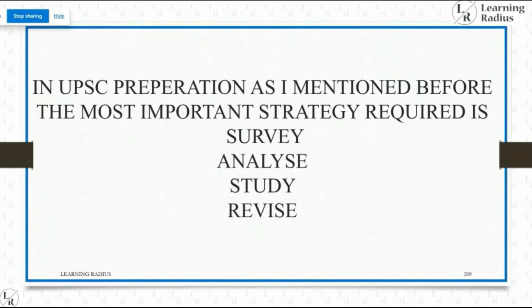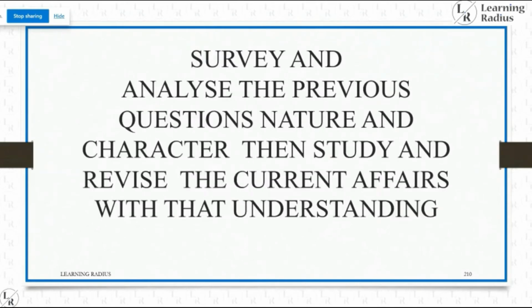In UPSC preparation, as I mentioned before, the most important strategy required is survey and analyze. Survey and analyze the previous questions. Get the clarity. Then study and revise the current affairs. Survey and analyze the previous questions, their nature and character, then study and revise the current affairs with that understanding.